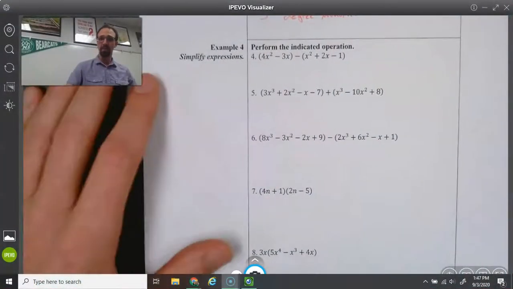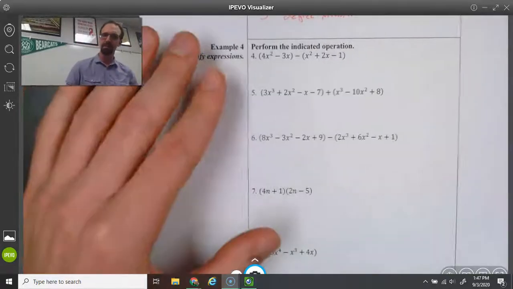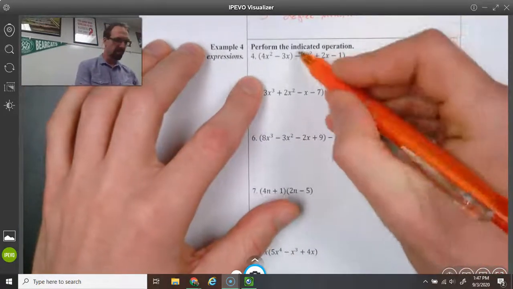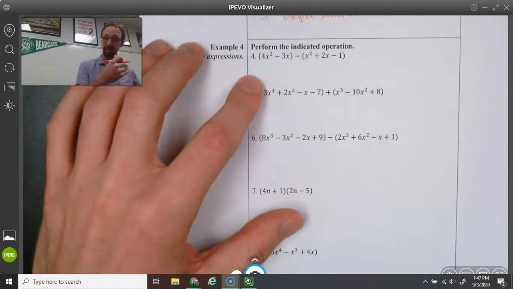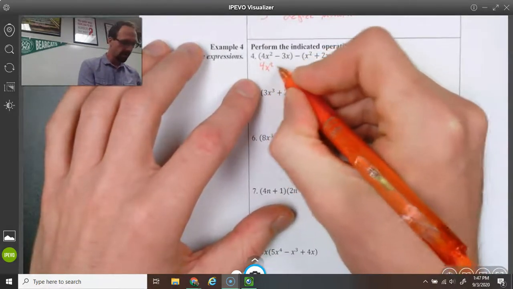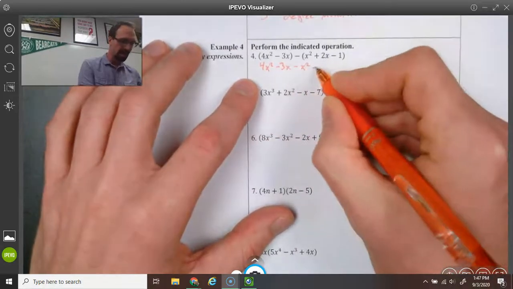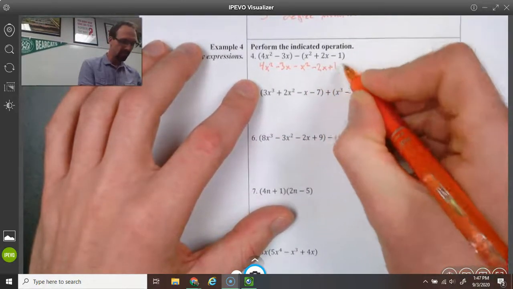We're at example 4, simplifying expressions. It says perform the indicated operation. So what we're going to do is distribute, and in number 4, we're going to distribute this negative sign through all of the terms to the right. That gives us 4x squared minus 3x, and then minus x squared minus 2x, and then plus 1.